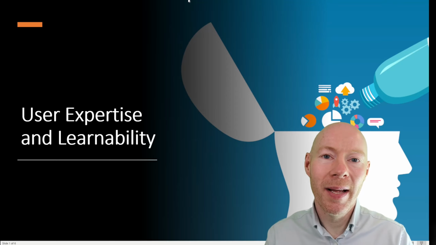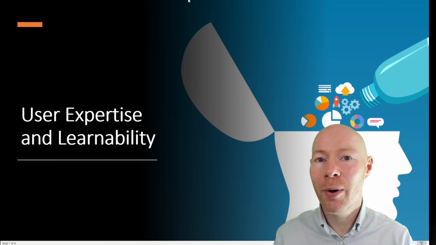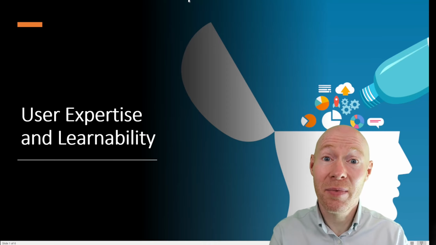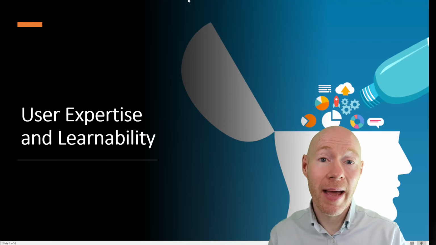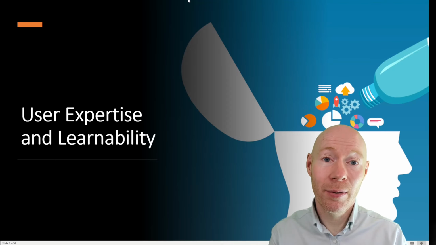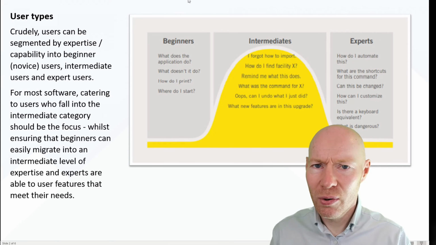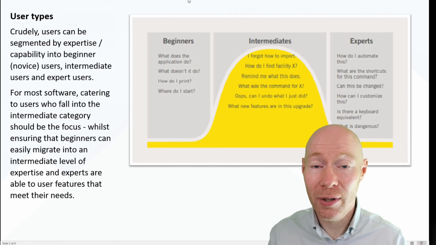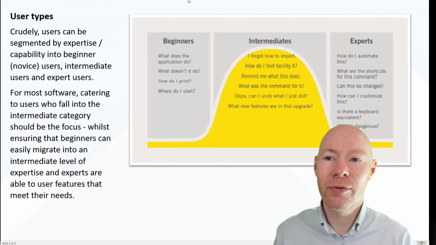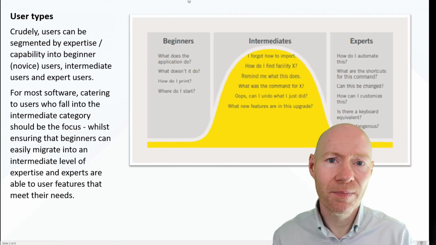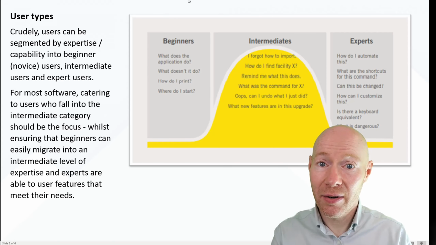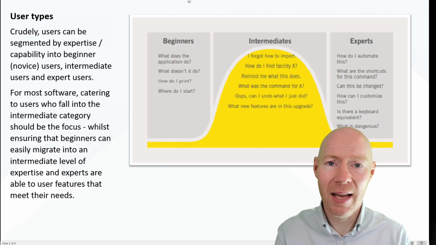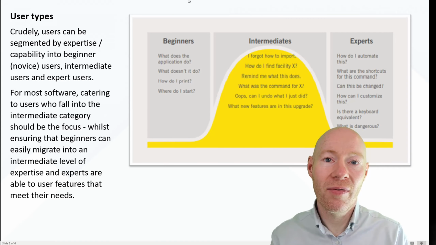User expertise and learnability. In this section, we're going to have a think about the different levels of expertise that our users can bring. And indeed, this is something that changes over time, and how do we best treat and develop our users. So crudely, but it gives you three recognizable points along a spectrum. We can crudely divide our users into beginners or novices. We can also divide them into a second category of intermediate users who are comfortable and familiar with the application, and a third category of expert users.